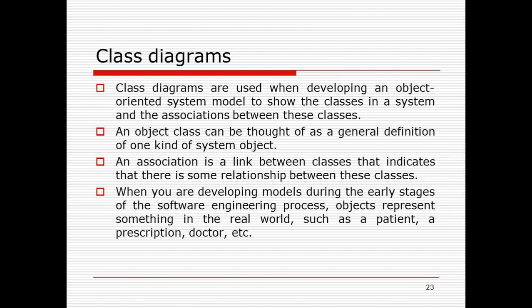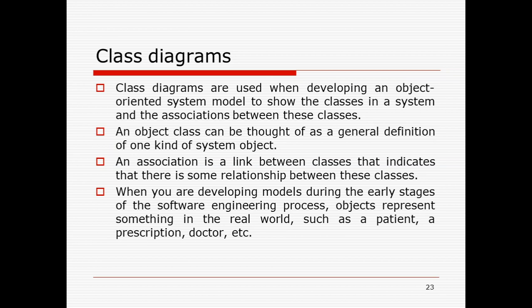Class diagrams are used for developing object-oriented systems where you create the objects from the classes. An object class is nothing but a general definition of one kind of system objects. So when there is a category of system objects of a similar kind, those objects can be represented using a class. A class is nothing but a template on which the objects can be created.